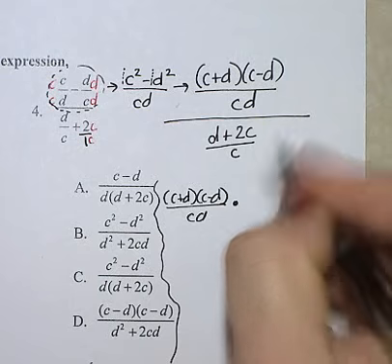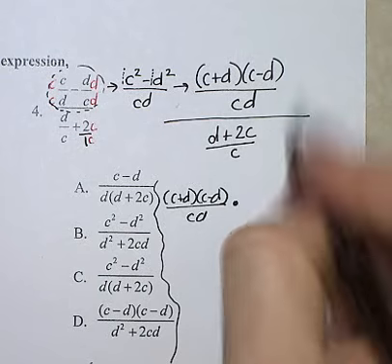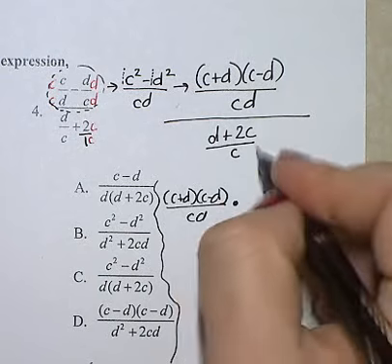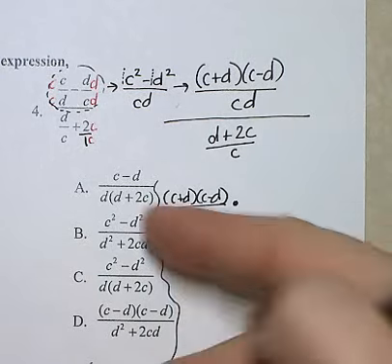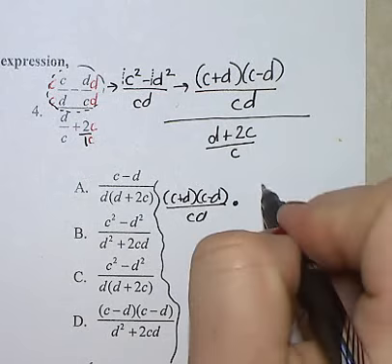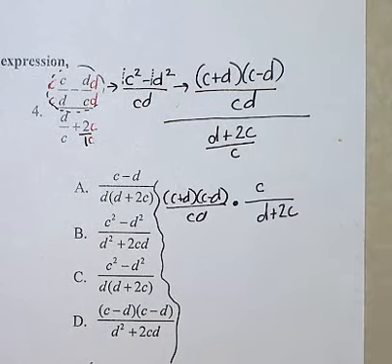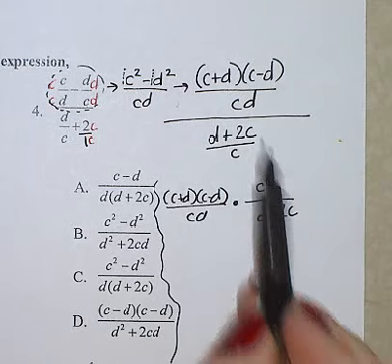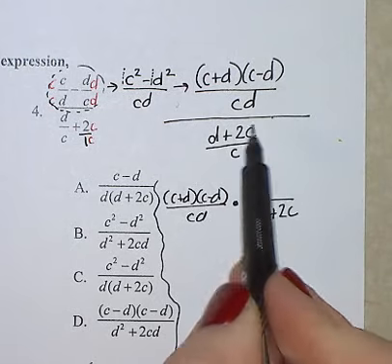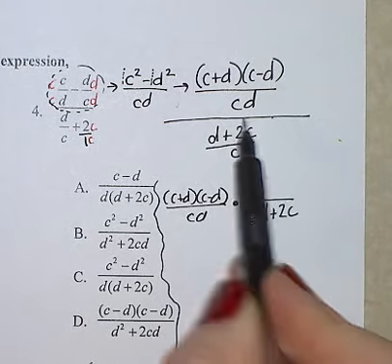But remember, when you divide, really what do you turn division into? Multiplication. And what do you have to do with the bottom fraction? You have to take the bottom fraction and you have to flip it. So the C goes on top and the D plus 2C goes on the bottom. Turn division into multiplication and flip the second fraction. Take the reciprocal of it.